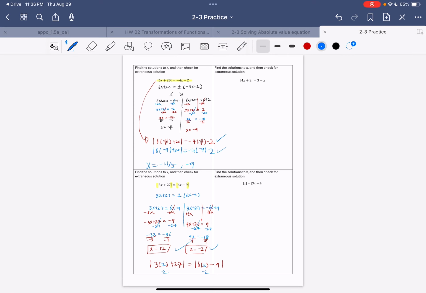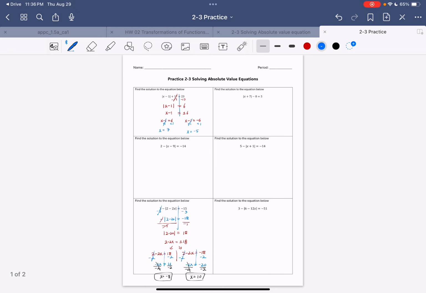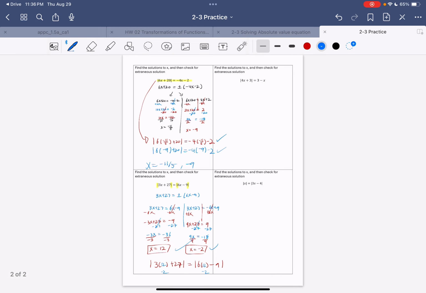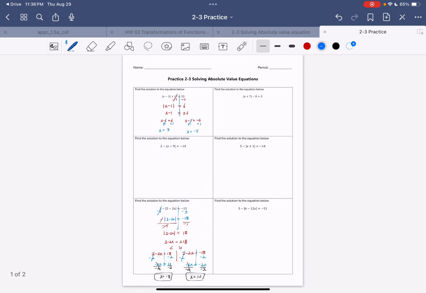So I believe you guys can do the other questions by yourself. It's only like 1, 2, 3, 4, 5, 6 questions. I think it's not bad.